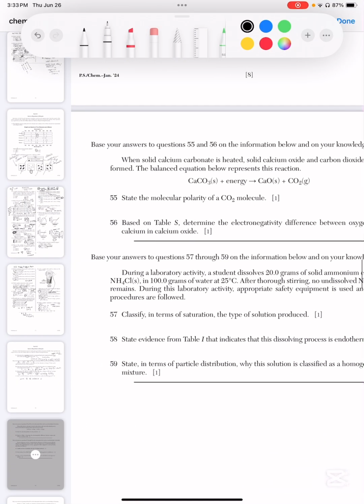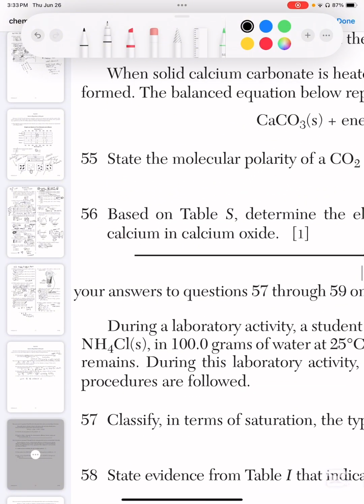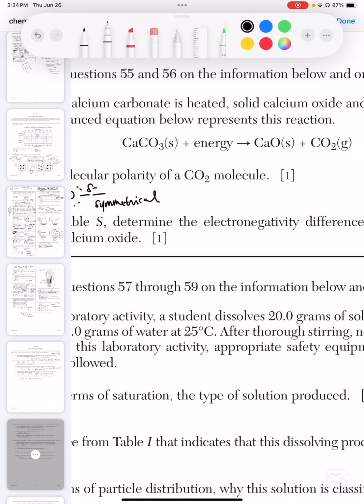State the molecular polarity. So we have partially negative, partially negative, partially positive. If you draw a line of symmetry, you see that this is symmetrical. So this is a nonpolar molecule.